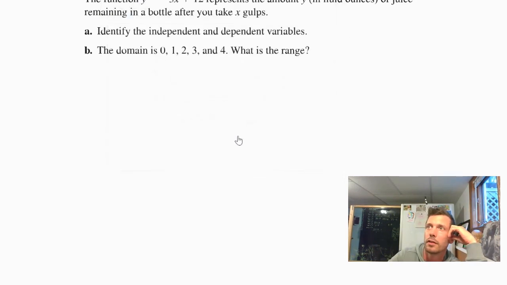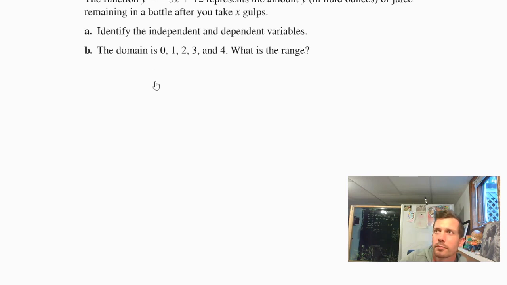All right, the next piece here, let's go ahead. Last example, we're going to look at this. The function y is equal to negative 3x plus 12 represents the amount y in fluid ounces of juice remaining in a bottle after you take x gulps. We don't know how many gulps we take, so it's unknown. We want to identify the input and independent variables.